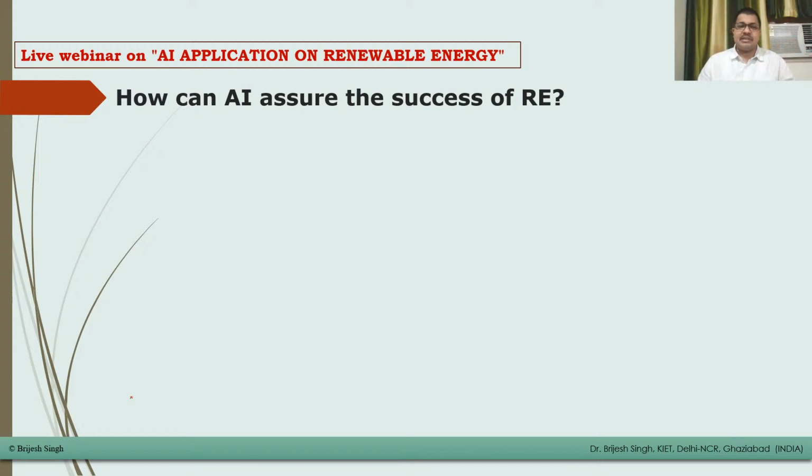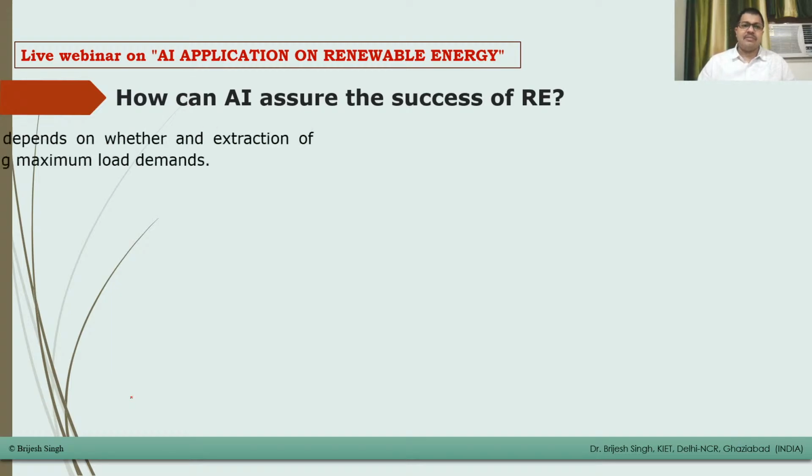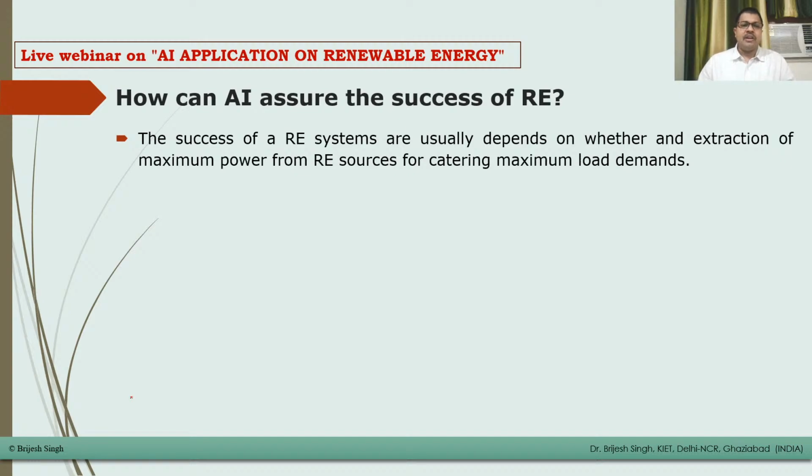Now the next question arises: how can AI assure the success of renewable energy? Because as we have seen, power system problems are so complex and AI helps to solve those problems. Now the question is how it will be useful for renewable energy. So one by one, step by step, we will go towards the renewable energy side. The success of renewable energy systems usually depends upon the extraction of the maximum power from the renewable energy source for catering to maximum load demands.